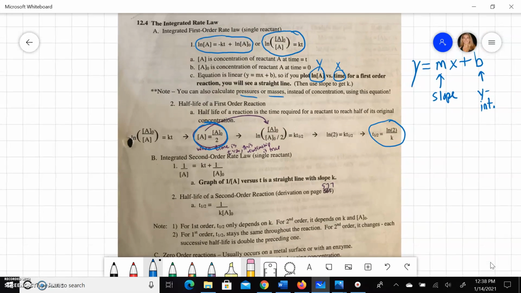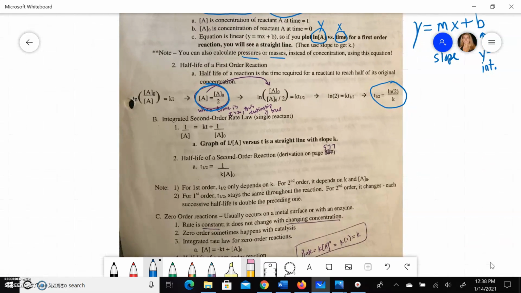All right, the integrated second order rate law is the same as the first one. It's y equals mx plus b, except the difference here is that we're going to do 1 over the concentration instead of natural log, and notice that the negative sign is gone from right here. So those are our two main differences. For second order, it's 1 over the concentration, and for first order, it's natural log of the concentration. So again, you can graph it. So if they give you a bunch of concentrations of A, you can graph 1 over the concentration of A versus T, and you'll get a straight line with the slope of K.